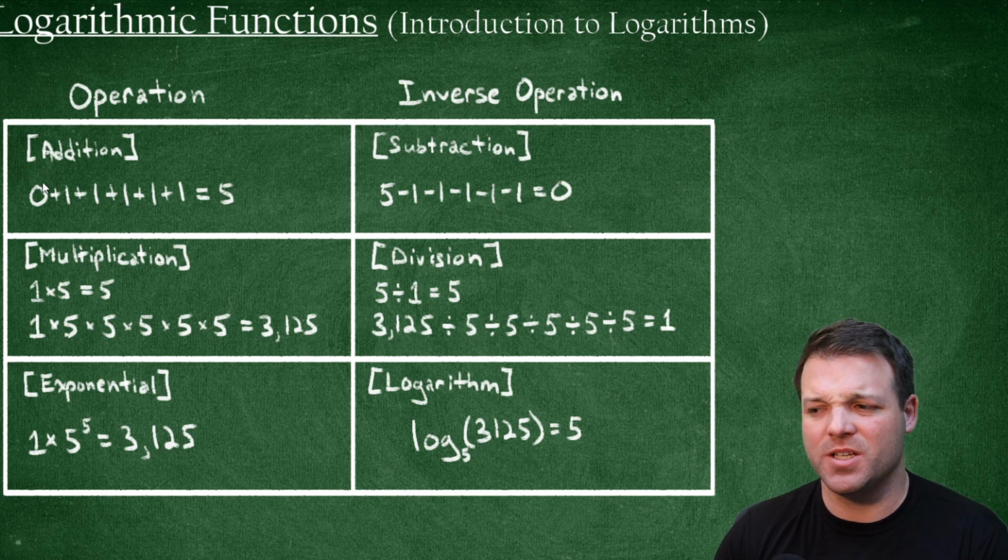It's kind of like with addition. 0 is the additive identity, so we start with 0 and add a bunch of 1s. When I subtract 1s, we want to get back to 0, essentially, okay?